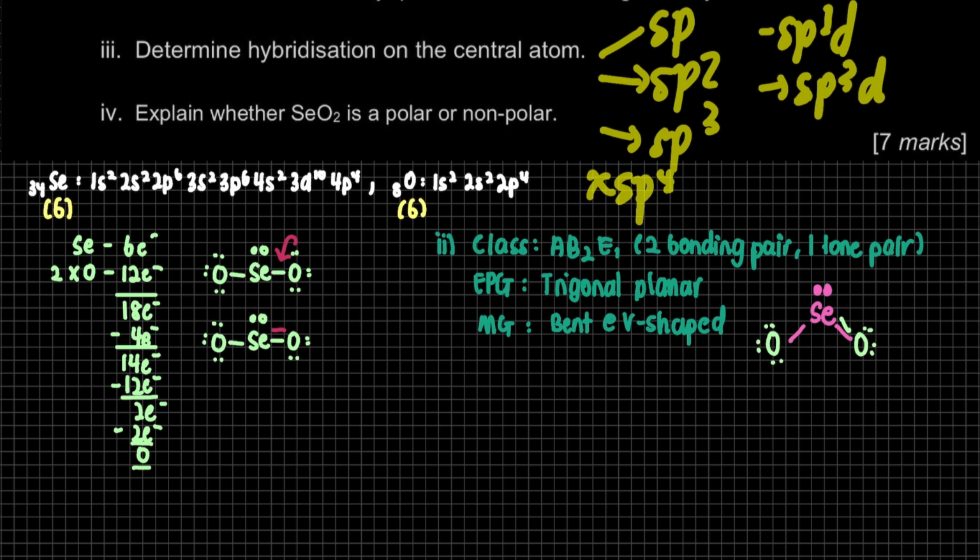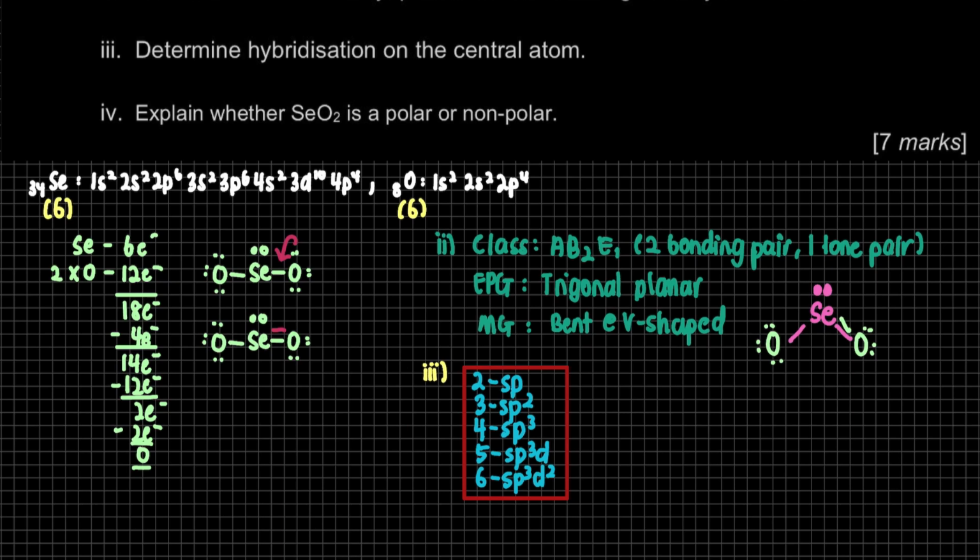So how do we determine the hybridization? It is based on this. If we have a total of 2 electron pairs, then it is sp, because we have 1 s and 1 p, so total 2. If we have a total of 3, we have sp2, because we have 1 s plus 2 p. If 4, sp3, 1 s plus 3 p. So here the total is 4.